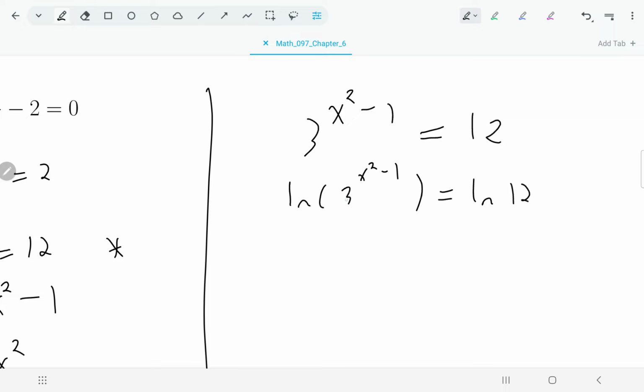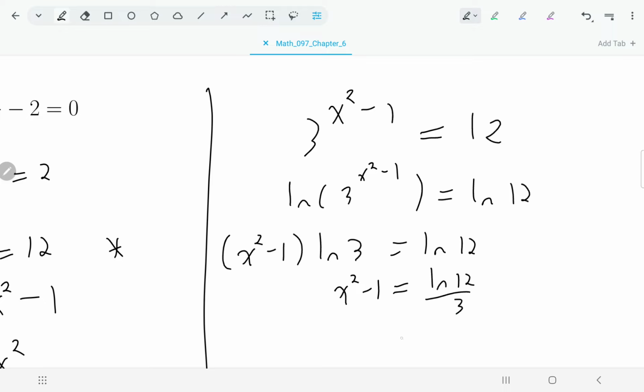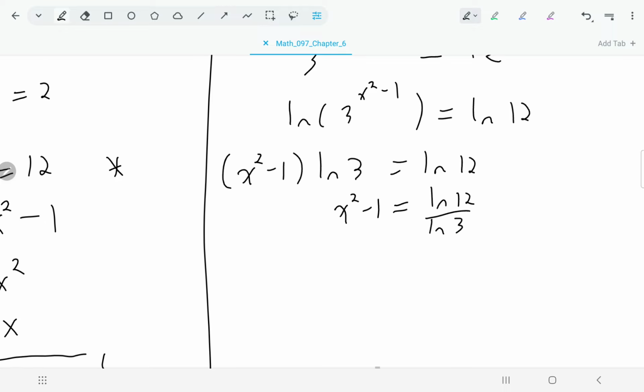I have my log rules that say log of something to a power means the power can come down in front. So I would have x squared minus 1 times the natural log of 3 equals the natural log of 12. And now I can go right ahead and solve for x. I'm going to first divide by natural log of 3 to get the x squared minus 1 by itself. And I'm going to bring the 1 to the other side. And then now I've got plus or minus the square root of all of that.